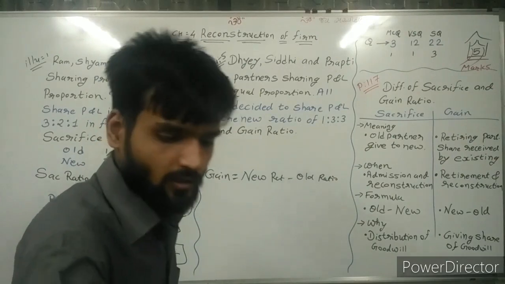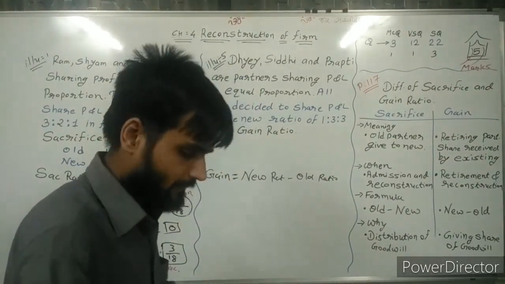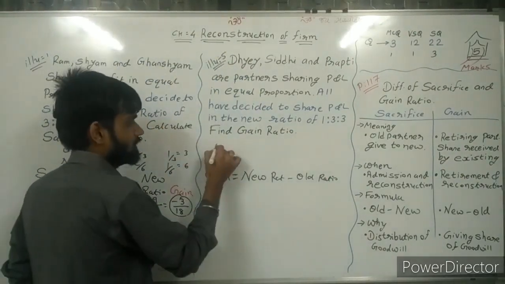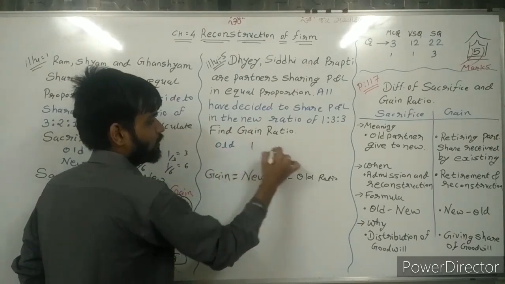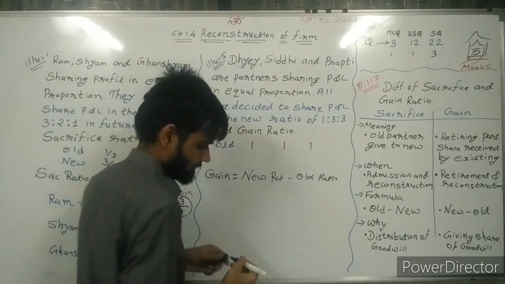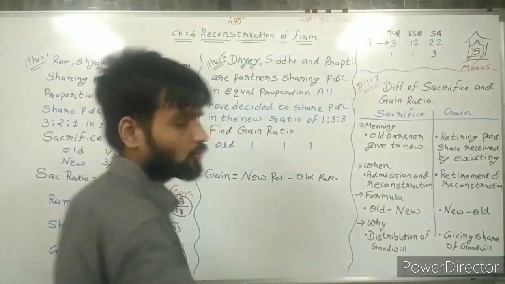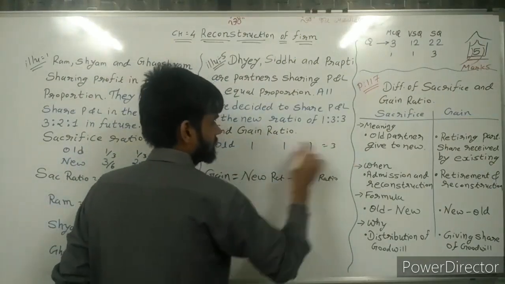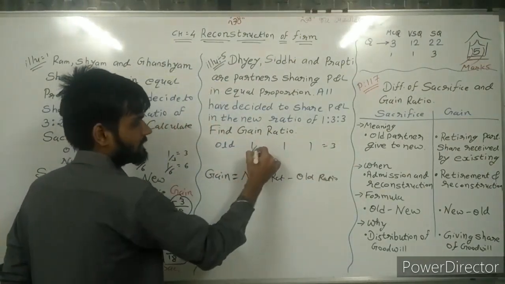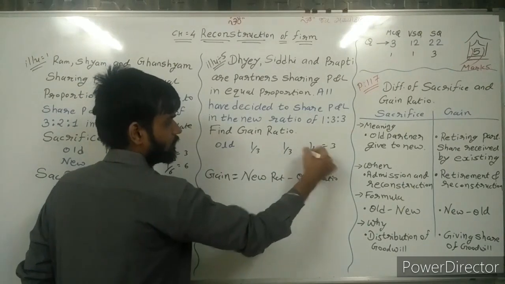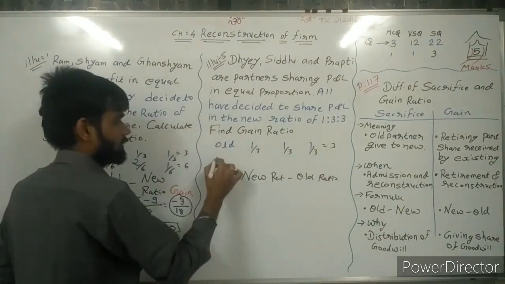So first of all we are writing the ratio. What is my old ratio? Old ratio is 1, 1, 1. And the total of this is 3. So 1 by 3, 1 by 3, 1 by 3. New ratio.